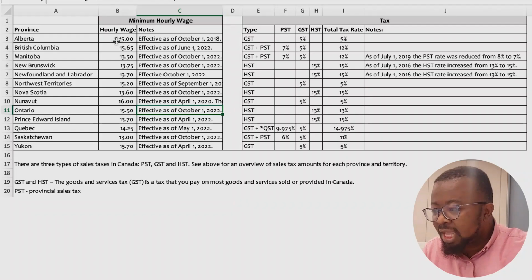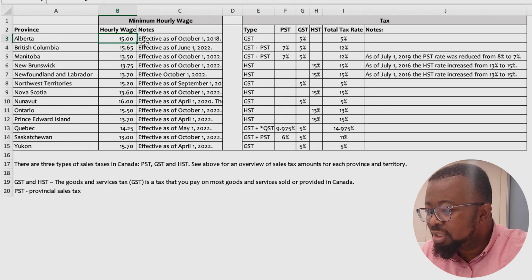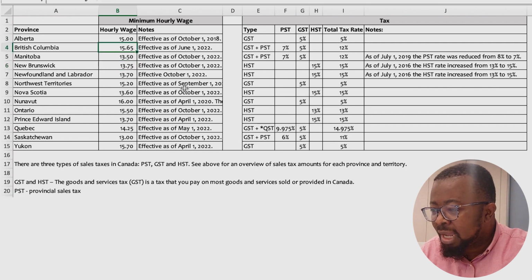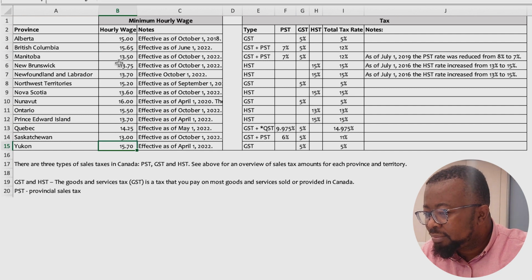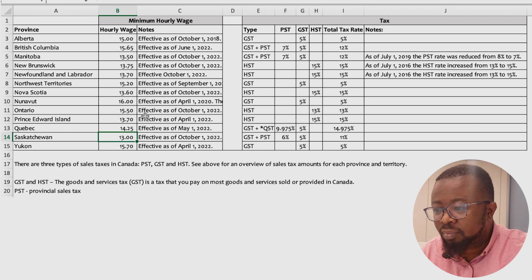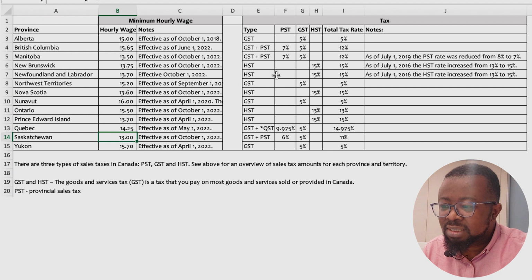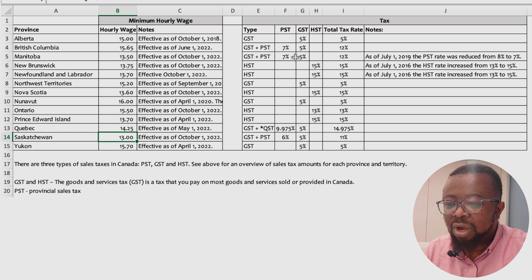Before we get into it, now let's look at some numbers here. In terms of minimum wage, you realize that if you're going to Alberta, it's going to be $15 an hour. If you look at it, you realize that British Columbia has the highest minimum wage, while Saskatchewan has the minimum at $13 an hour. But one thing that most people don't pay attention to is also the taxes. So depending on which province that you are going to, you'll have different forms of tax that you have to also account for.